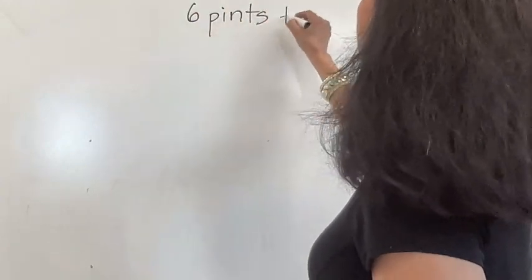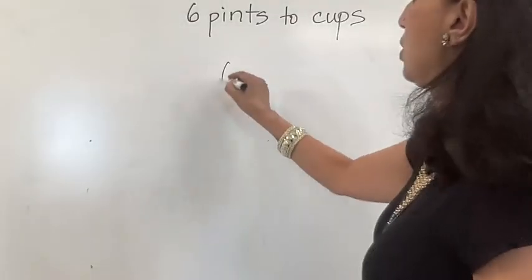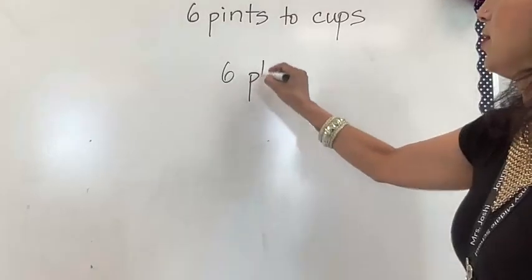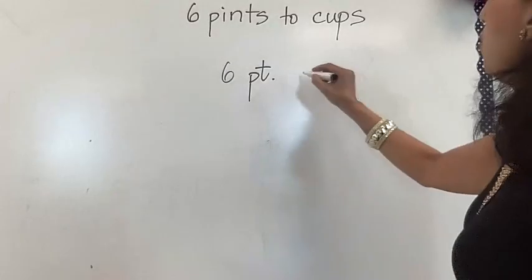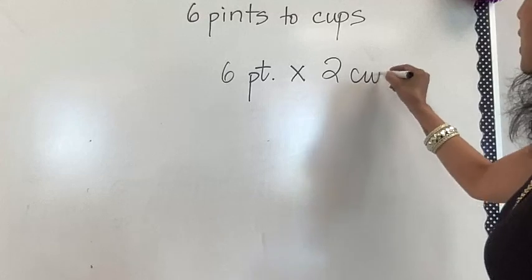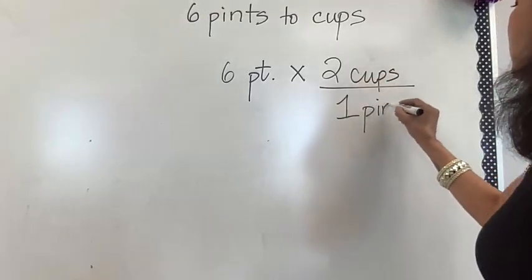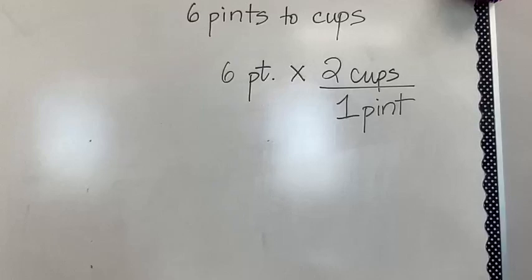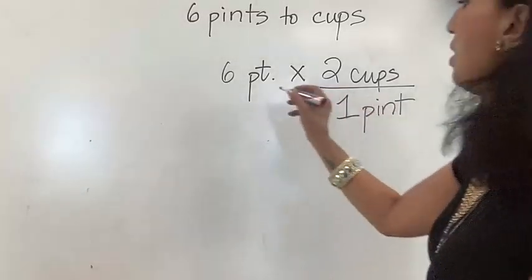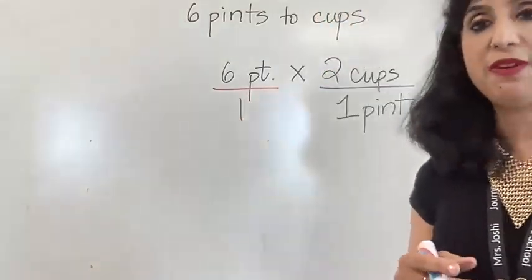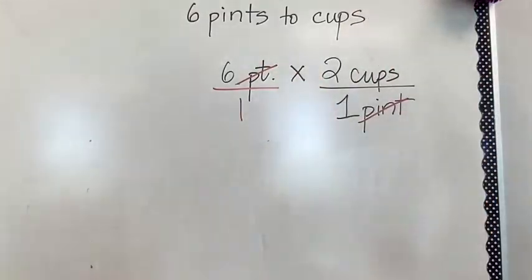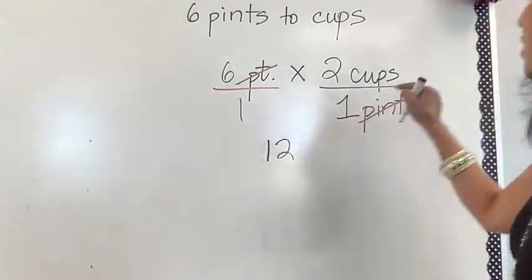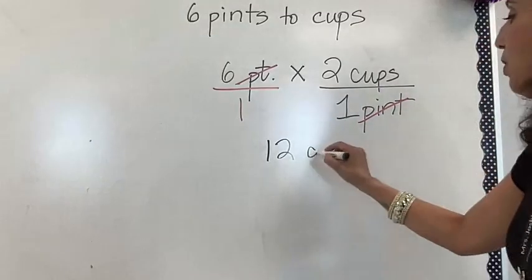6 pints to cups. I'm going to write 6 pints, and I'm going to multiply 6 pints by the unit ratio. What is the unit ratio? I know that there are 2 cups in 1 pint. That's the unit ratio. Then I write this over 1 and simplify anything from the numerator to the denominator. The pint and the pint cancel each other out. What do we have left? We have 6 times 2, which is 12. And what is the unit left? It is cups. So we have 12 cups.